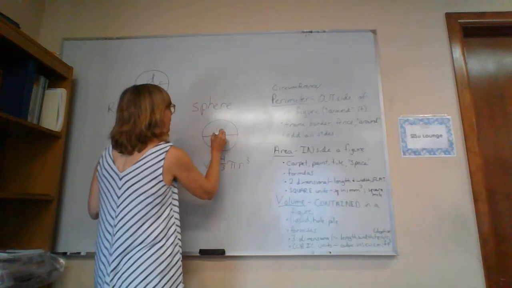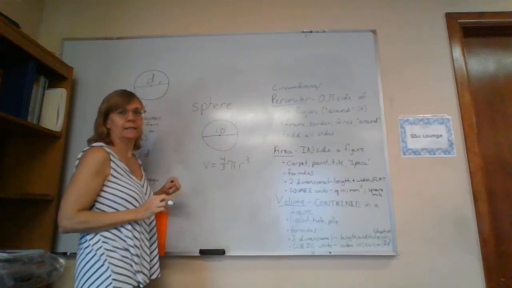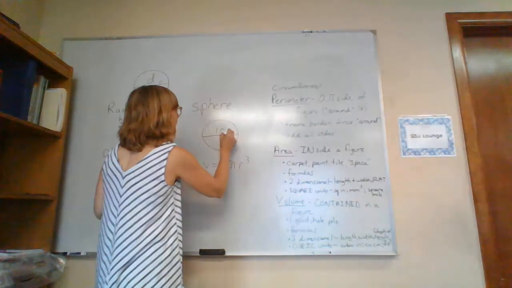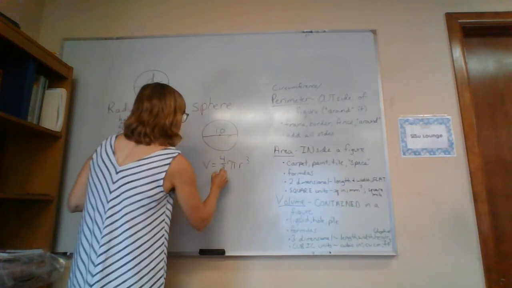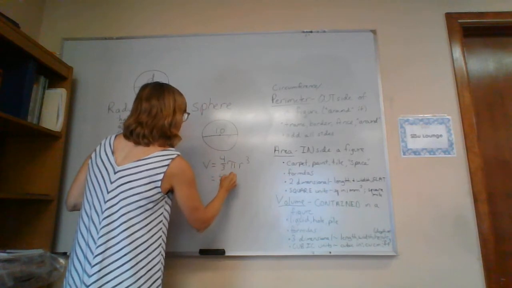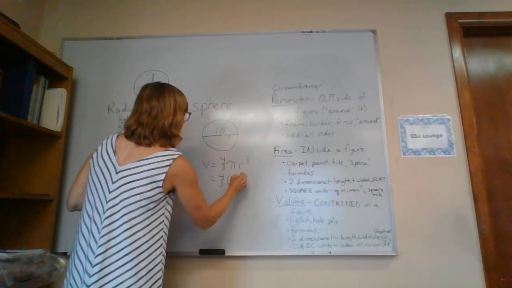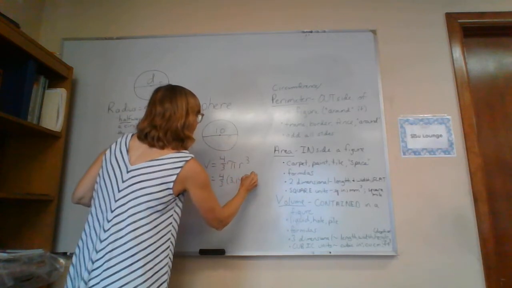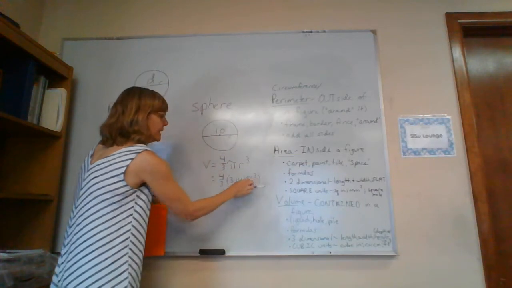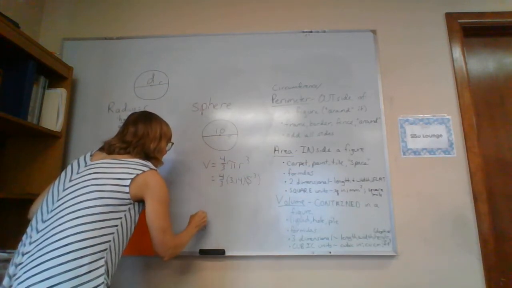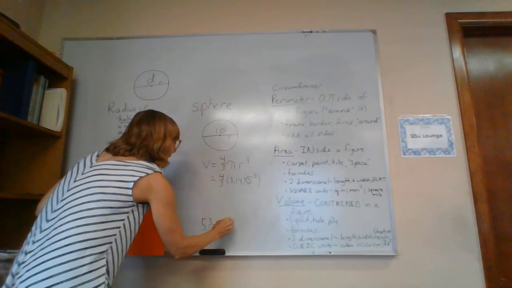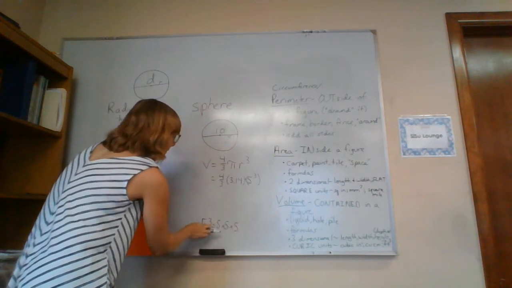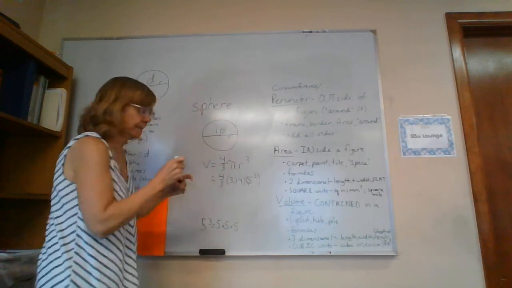Well, I hope you're not going to get fooled by that. If the diameter is 10, the radius is 5. Remember, it's half. So 4/3 times pi, we know pi, 3.14, times the radius, which is 5, cubed. This literally means, remember, exponents are multiplying, so it's going to be 5 times 5 times 5, because there's 5 three times, right?